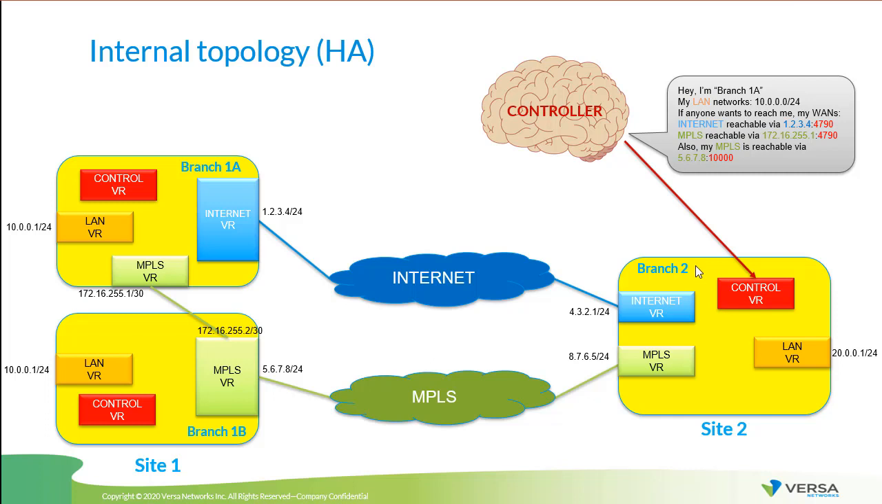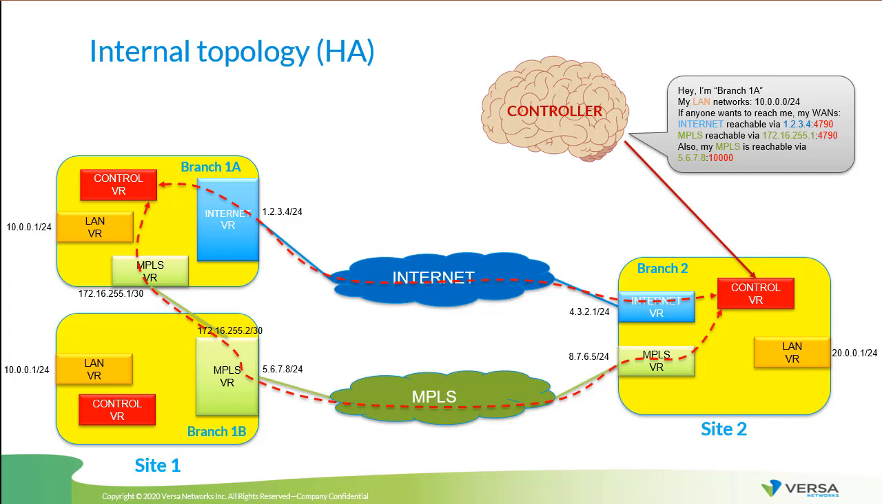So in this case, branch 2 will try to establish connection to both 172.16.255.1 and 5678 port 10,000. Whatever connection comes up first, that one is going to be used for communication between branch 2 and branch 1A. And therefore, the data path that is going to be established for our IPsec tunnel, first one is going to go like this, and second is going to go like that. So we have one IPsec tunnel between control VR of branch 2 and control VR of branch 1A, but this IPsec tunnel can traverse either through the internet or through MPLS using data path of internet or MPLS.